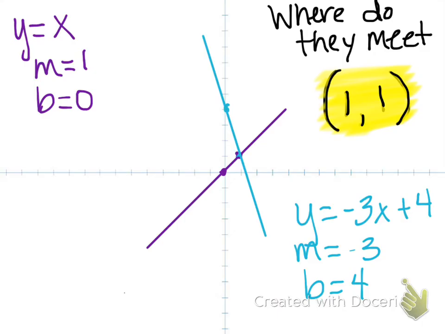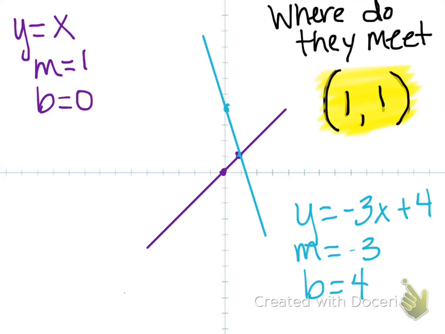we first start with y equals x and we plot the points for the y-intercept, which is 0, and then we plot the point for the slope. So from 0, 0, we go up 1, right 1, and we draw a line through those 2 points.